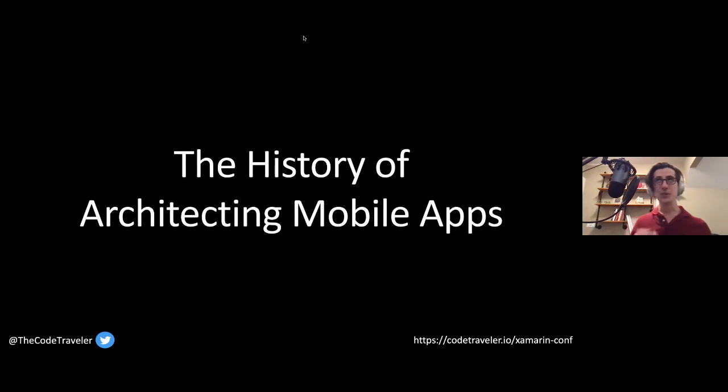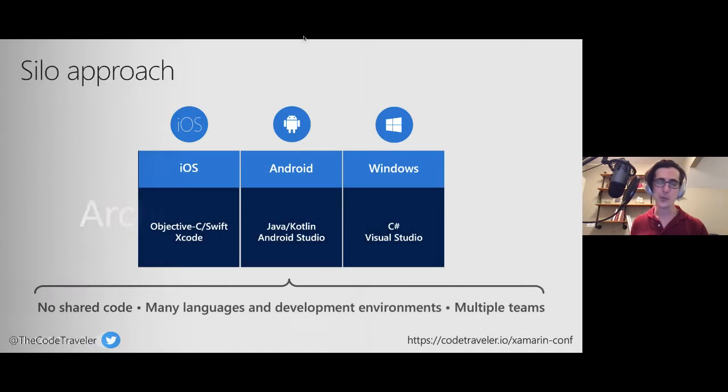Now, to understand what Xamarin is and why Xamarin exists, it's helpful to know the history of architecting mobile apps. Way back when iOS and Android were still pretty new, probably about 10 years ago, if you wanted to create an iOS app and get that into the App Store, you had to create that app in Objective-C, and you had to write all that Objective-C code in Apple's developer tools called Xcode.